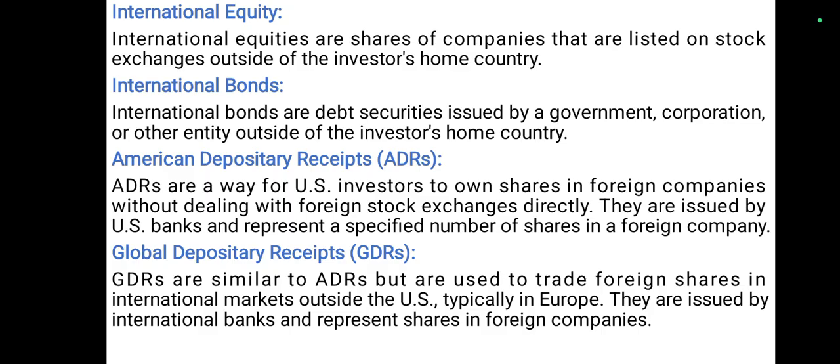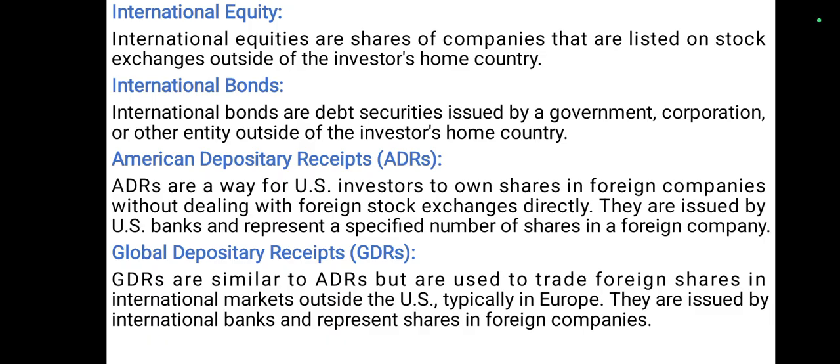Here we have international equity. Equity is nothing but the share. International equity means the shares of companies that are listed on stock exchanges outside the home country. Suppose the US has a stock exchange, the New York Stock Exchange. If I am a person from India and I invest in the New York Stock Exchange, which is outside my country, it is called international equity. International bond is also the same: if you are purchasing any debt securities outside the country. Then we have ADR, which is American Depository Receipts.